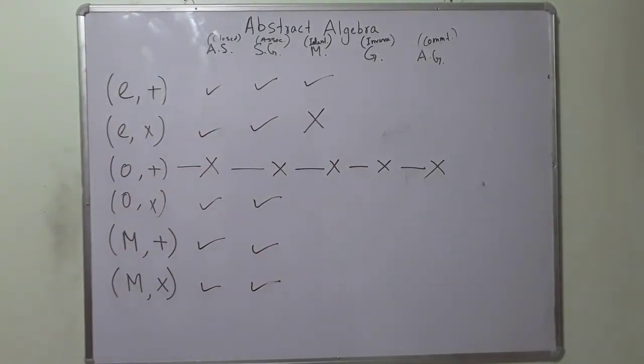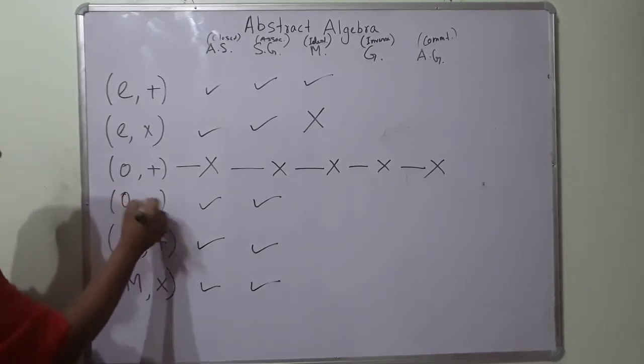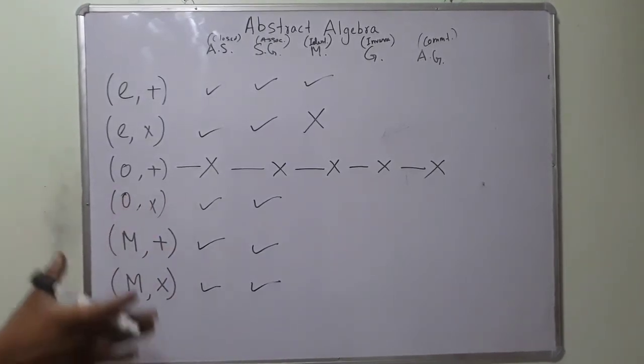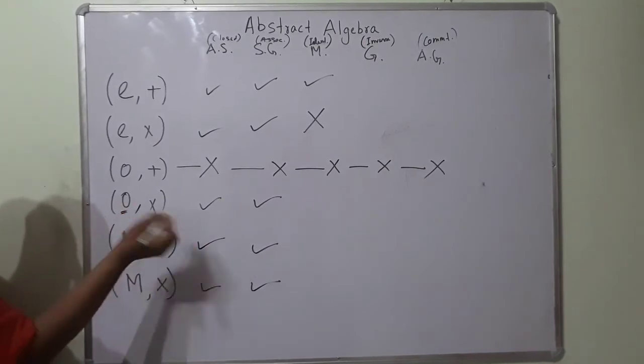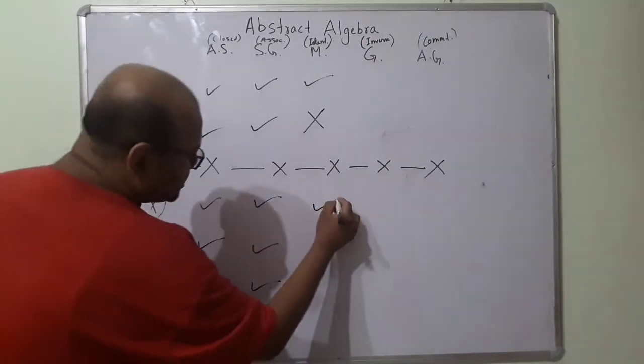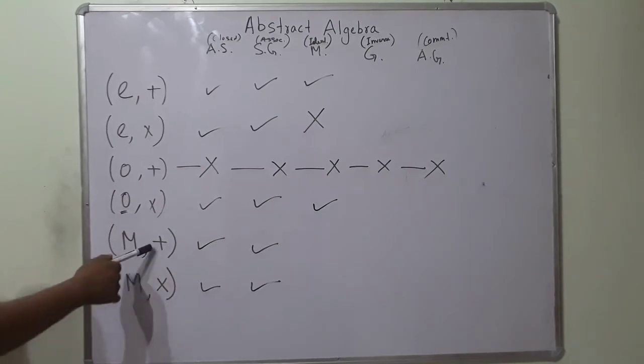Alright. What about odd numbers under multiplication? Does the multiplicative identity 1 belong to the set of odd numbers? 1 belongs to the set of odd numbers, right? So it's a monoid. Okay.